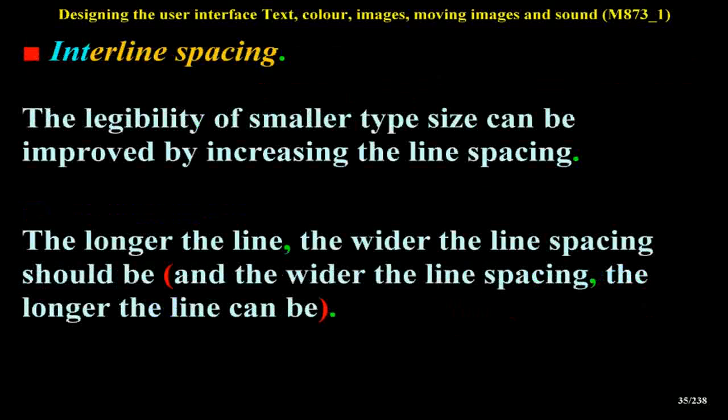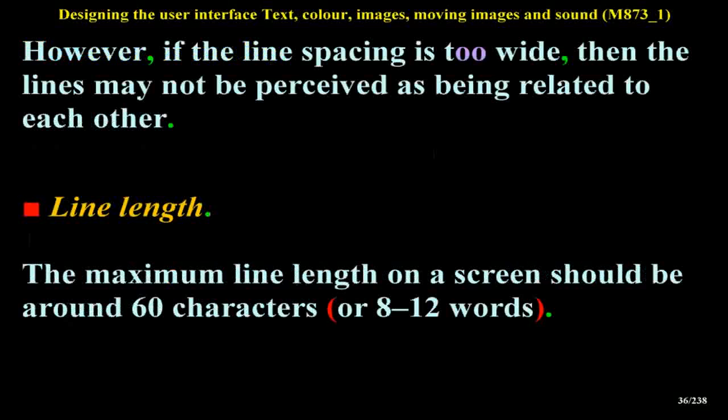Interline spacing. The legibility of smaller type size can be improved by increasing the line spacing. The longer the line, the wider the line spacing should be, and the wider the line spacing, the longer the line can be. However, if the line spacing is too wide, then the lines may not be perceived as being related to each other.